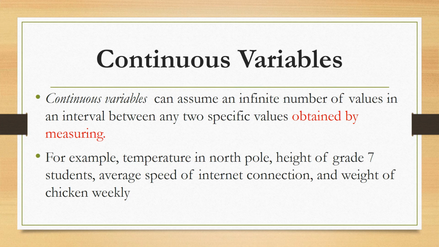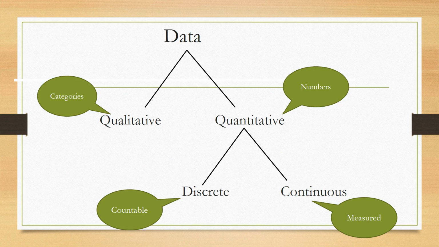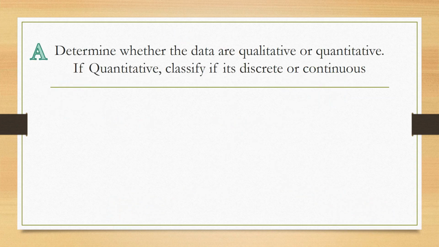As a summary, data can be subdivided into two, which is qualitative, which is categories, and on the other side, quantitative, which deals with numbers. And quantitative data is further subdivided into discrete and continuous. Discrete are countable, while continuous are measured. Let us try to answer some exercises in letter A. Determine whether the data are qualitative or quantitative. If quantitative, classify if it's discrete or continuous.